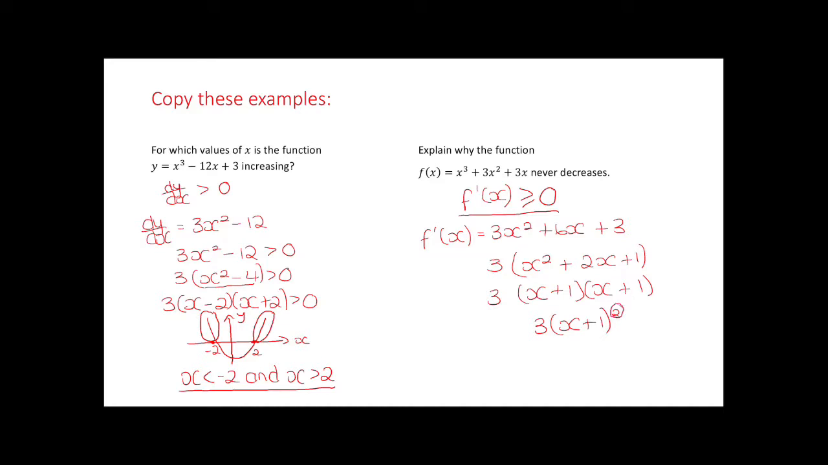Now, given that I'm squaring this, that is quite clearly always going to be greater than or equal to 0, because no matter what number ends up in this bracket, whether it's positive or negative, you're always going to end up with a positive. So that means that it's always going to be increasing or stationary. So since f dash x, our derived function, is greater than or equal to 0, our function never decreases. It's always increasing or stationary.